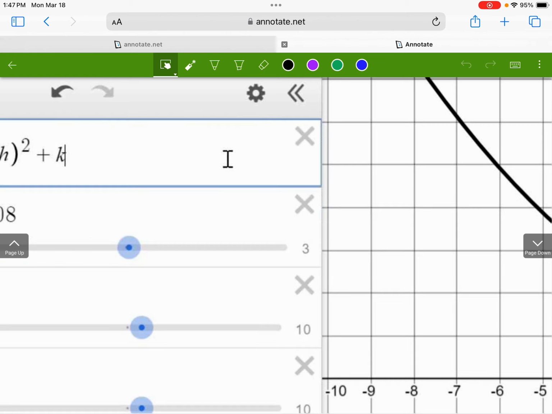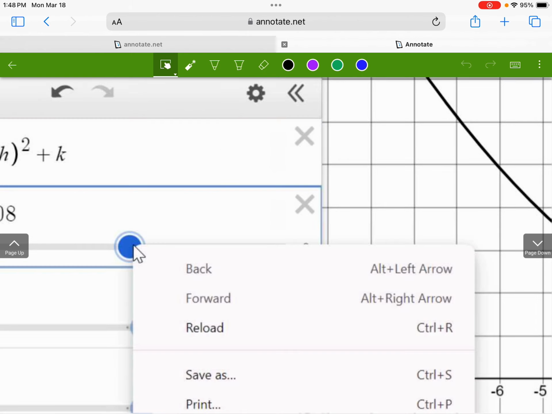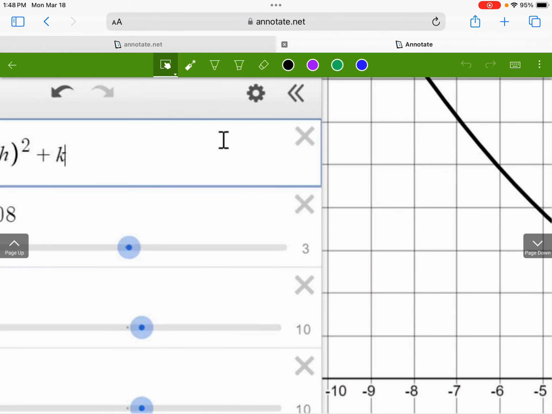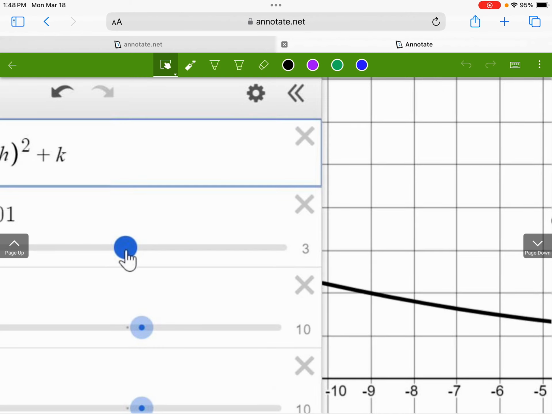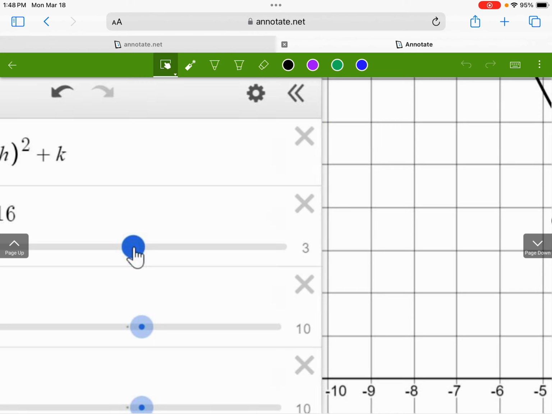No, not what I meant. So if our A is little, like between 0 and 1, it does something what we call compression. It's so cute, I want to squish it. It's so cute, I gotta squeeze it.